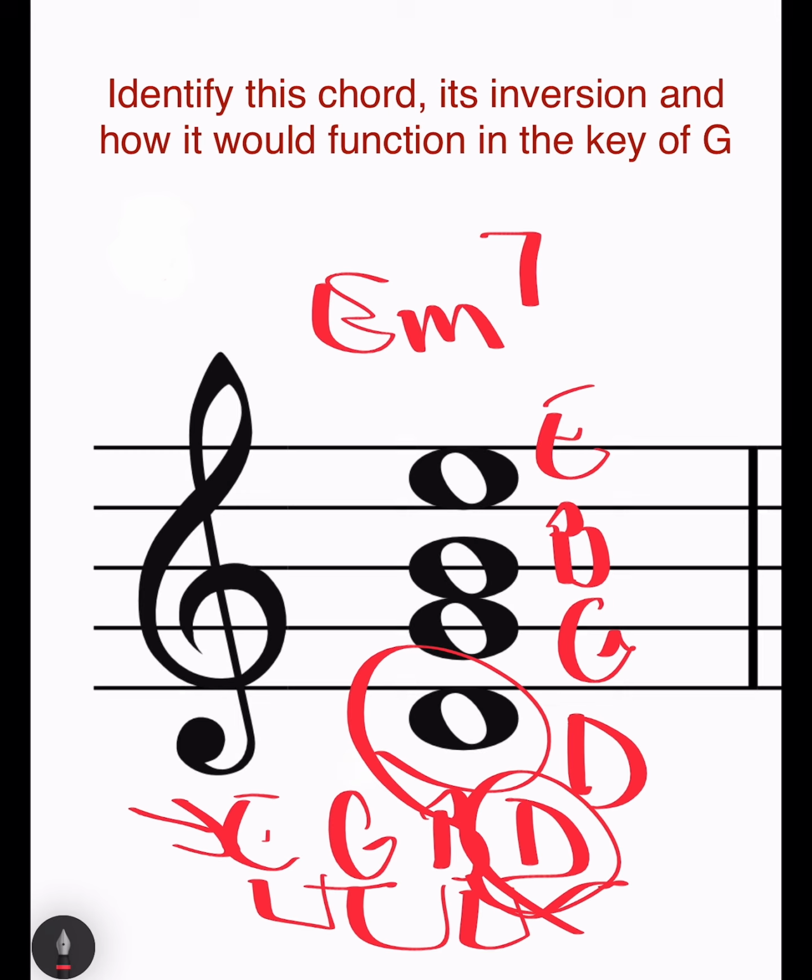And then finally, how would it function in the key of G? If you know your G major scale, the note E is the 6th scale degree. So since it's the 6th scale degree, this would be the vi chord, and it's a 7 chord. So that's what we have. This is a vi7 chord in the key of G. It's an E minor 7 chord, and because the D is in the bass, it is in third inversion.